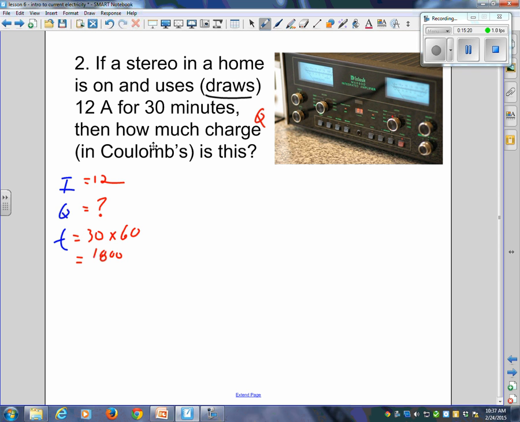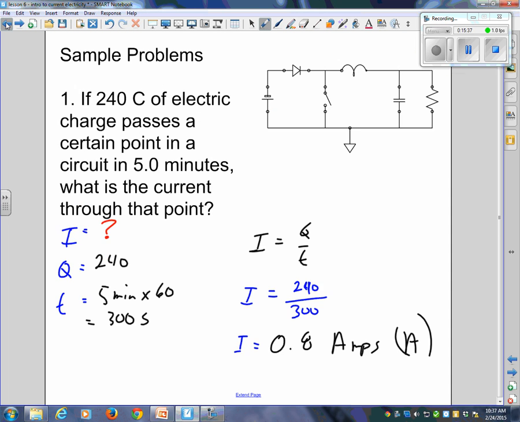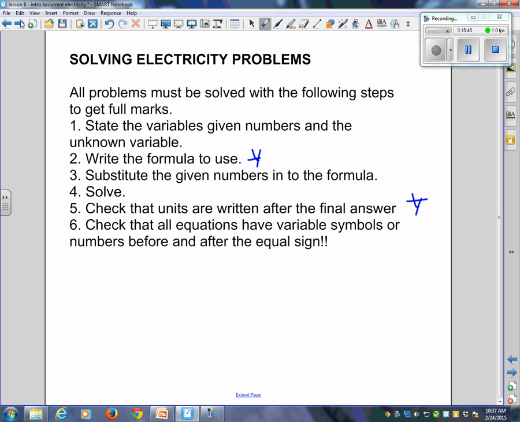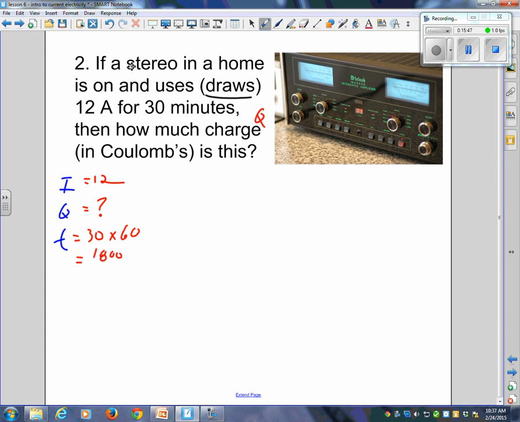Okay, I'm going to wait a few seconds and then I'm going to show the answer. Okay, which formula do we solve for Q with? I times T. That's the times, right you are. So you're going to write Q equals I times T.